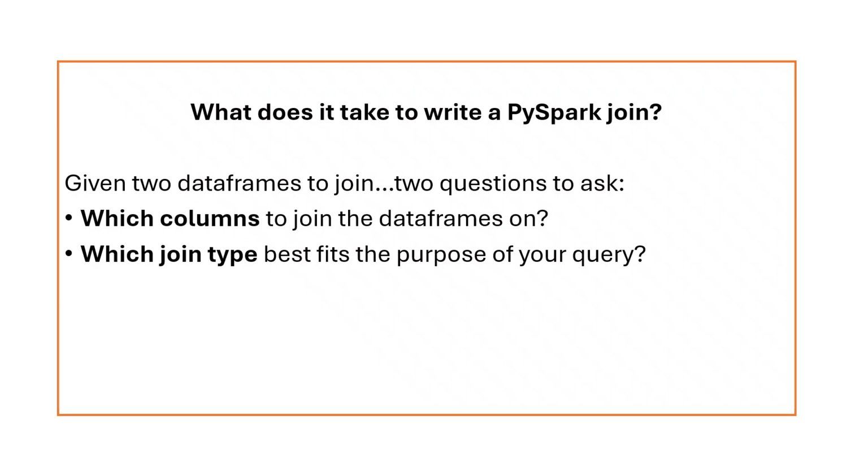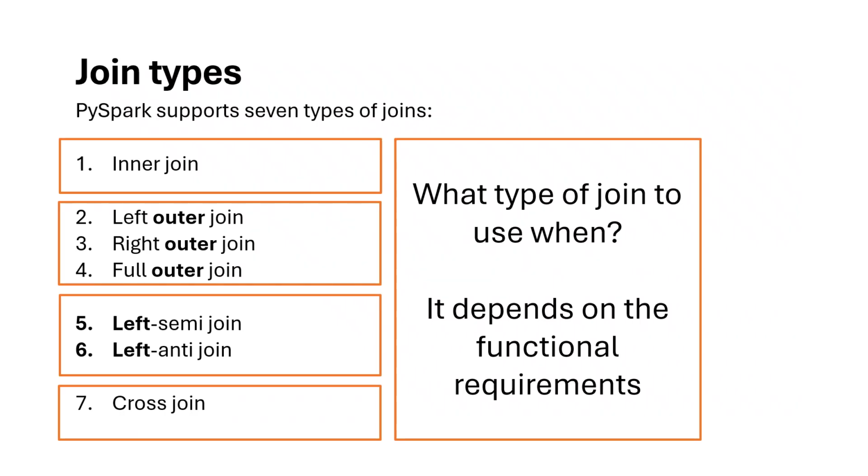By the way, if you are already familiar with join types, feel free to jump straight to part 2 of the series. Now, let us take a look at different join types. PySpark supports 7 join types: inner join, left outer, right outer, full outer joins, left semi, left anti joins, cross join.